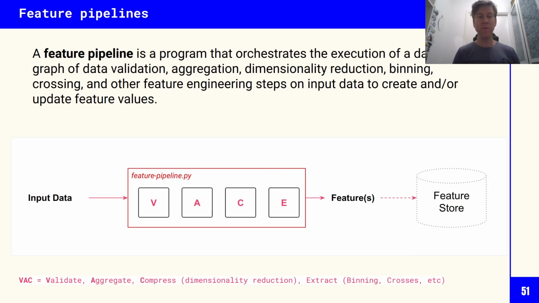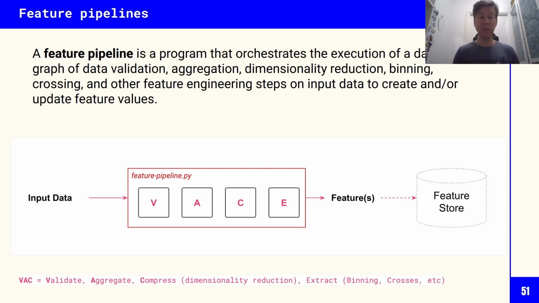So a little bit more on what a feature pipeline is. The feature pipeline is a program that executes a number of steps to convert input data to features. Now, I don't use the term transform, which you often use in data engineering, because that means something else in machine learning. So I'm going to use the specific words in this case. I want to validate the input data. I want to aggregate it. I like to compress it. I'd like to do binning or crosses. We'll call that extracting features. So these are the specific steps.